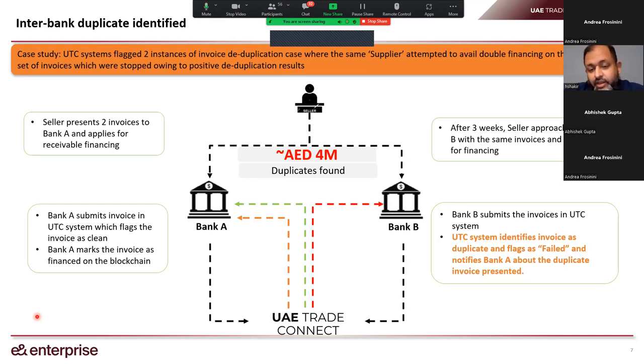And the banks took their corrective action, whatever they did, post their investigation. But had a system like this not existed, this would have easily passed through and there would be no policing around it.